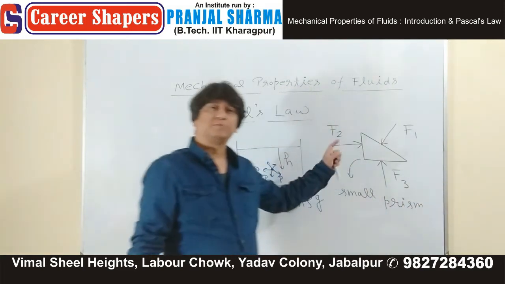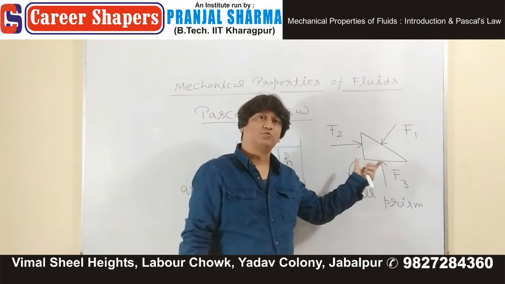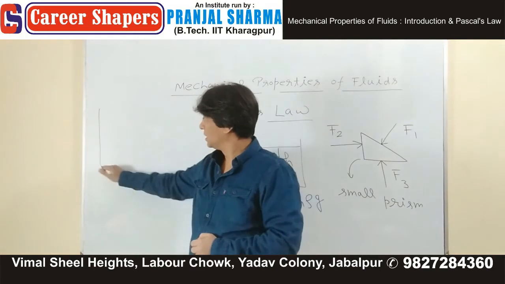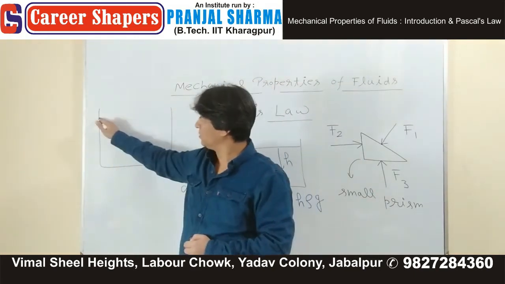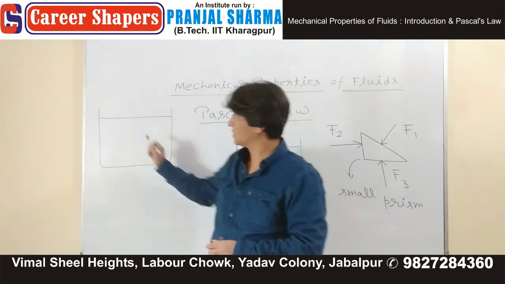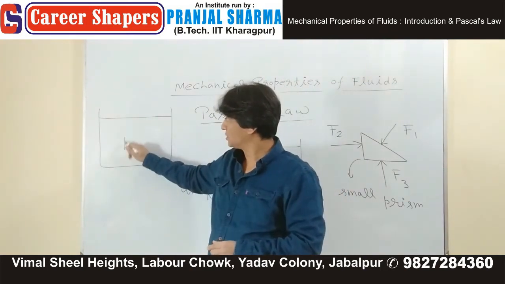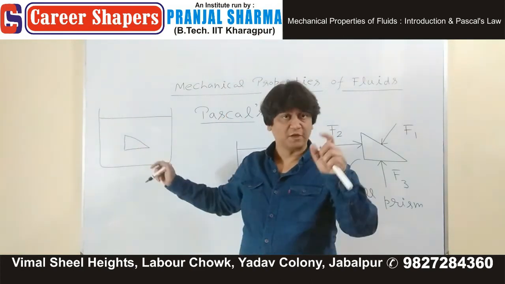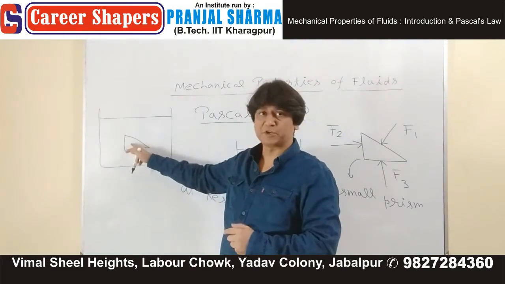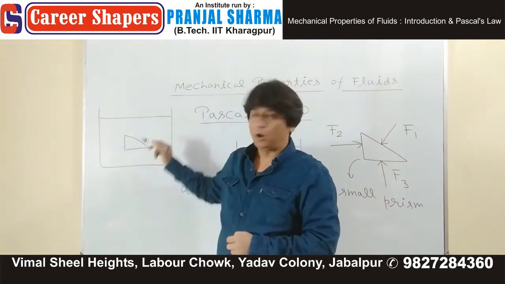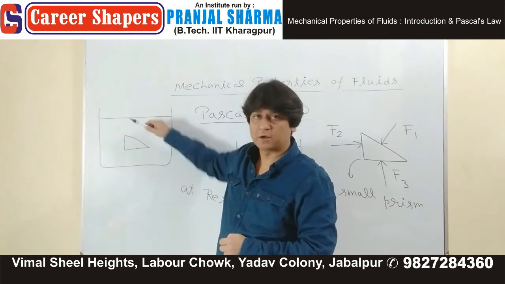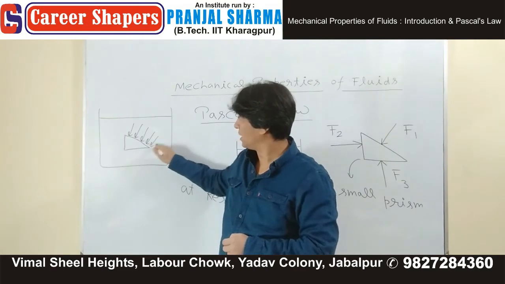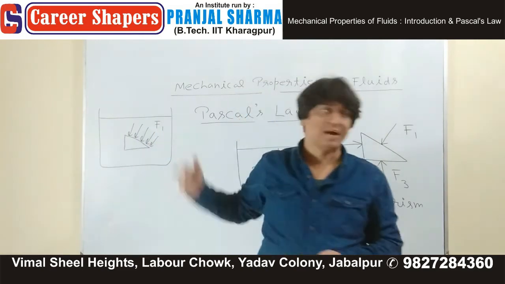If it is very, very small, then we can neglect its weight. What basically is happening? Look here. The beaker is filled with water, and we have taken a small prism. Not this large, very small. Just so that you can see it, we have drawn this much large. Now, all the liquid on top of it is going to push it this way. This force is F1.